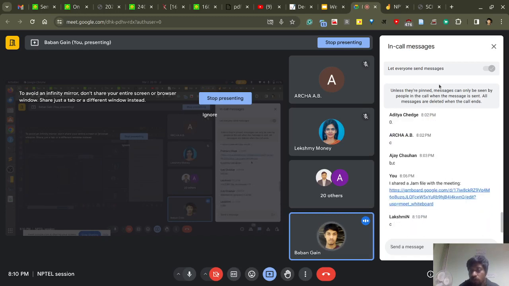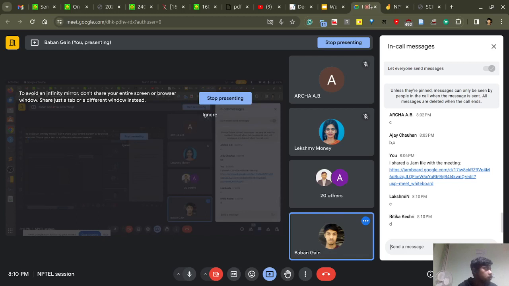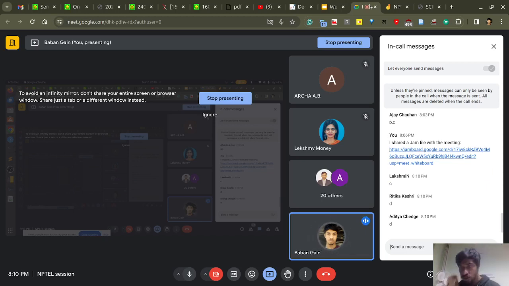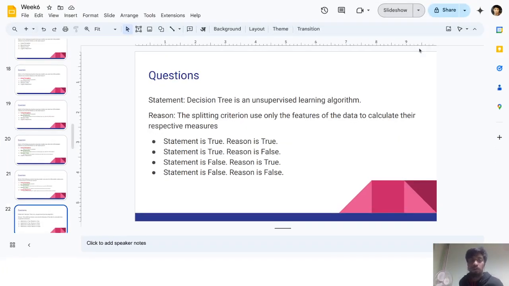Okay, the answer is this. C is what? Statement is false, reason is true. So any more answers? I'll just wait a minute. Okay, another answer is D. Again, can you show on your screen what the question is? Thank you.